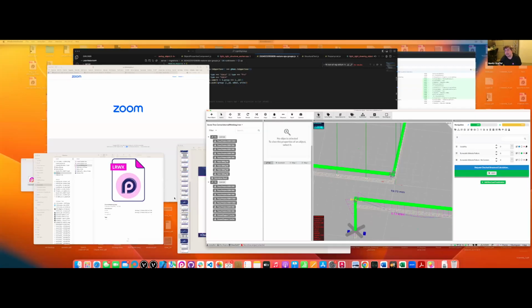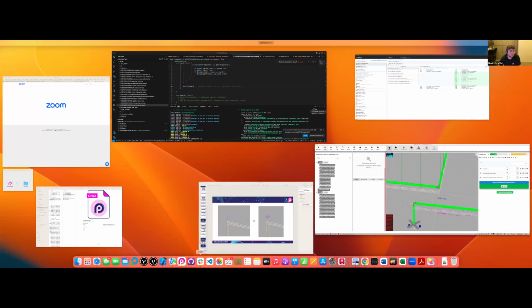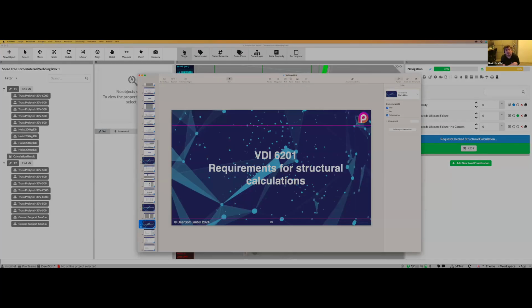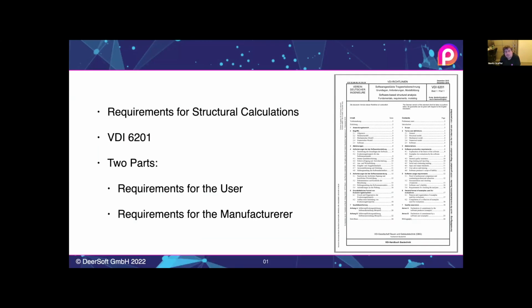Let's move on to the last thing, and then we are almost done with our webinar, which is the VDE 6201, a document which tells you the requirements for software-based structural analysis. That is a VDE document. It is from Germany, and it is really like law in Germany.